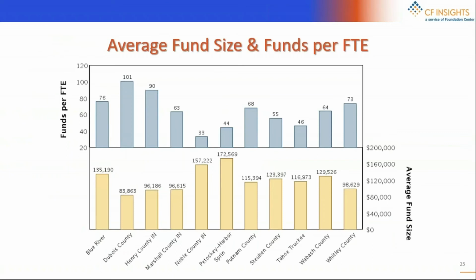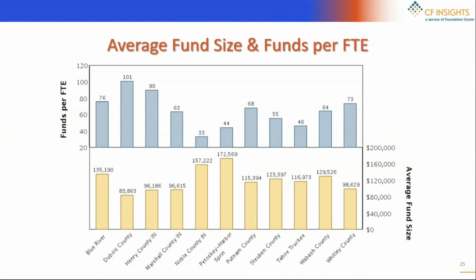For this slide, we are looking at the average fund size report, and it also shows the funds per FTE. So this shows a group of community foundations that serve smaller rural populations, a peer group that I just created. Specifically, we're looking at foundations who serve populations between 25 and 50,000, and whose assets are also between 25 and 50 million.